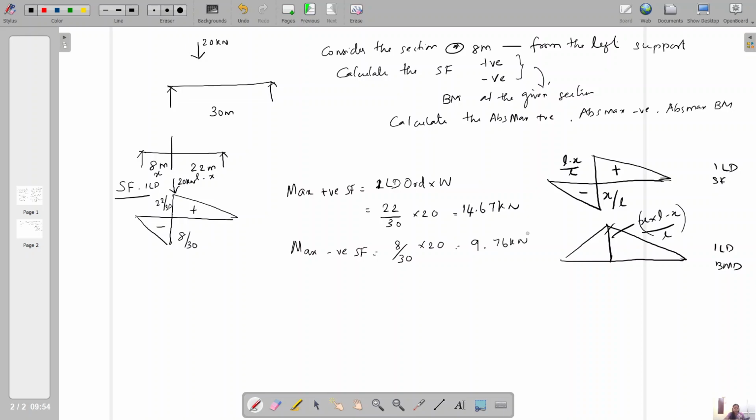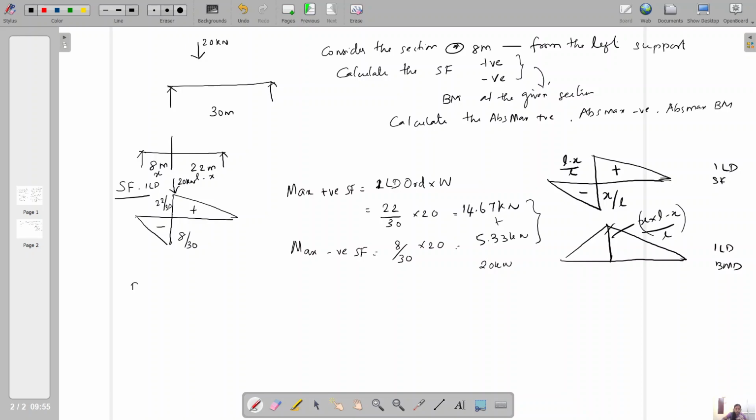9.76 kilonewton. 8 by 30 into 20. So it is 5.33, because if you sum up this loading 14.67 and 5.33, it should be equal to the applied load 20 kilonewton. If you add up this, 20 kilonewton. Okay. So this is maximum positive shear and negative shear calculation.